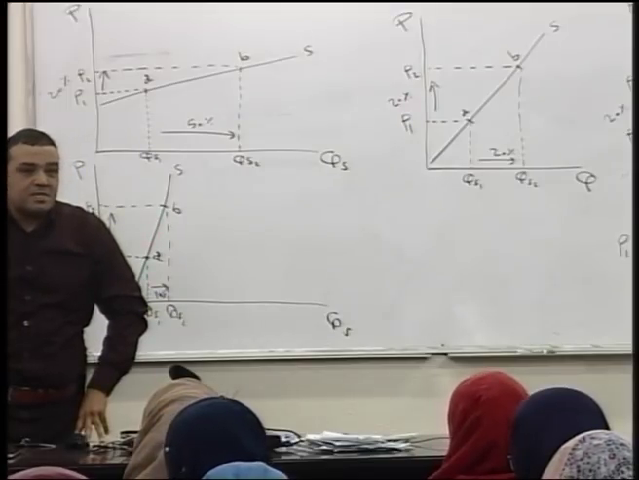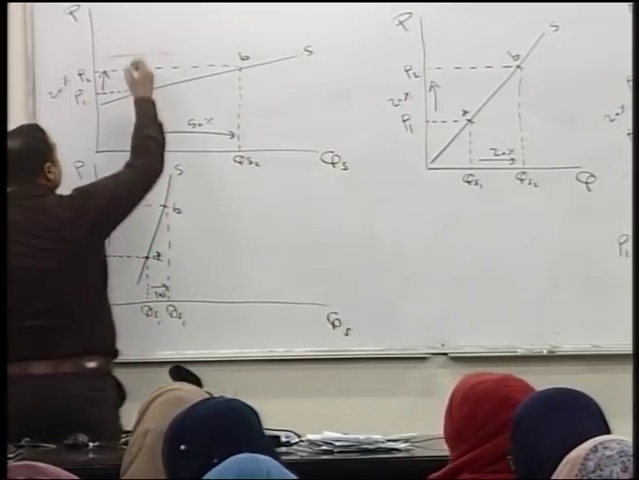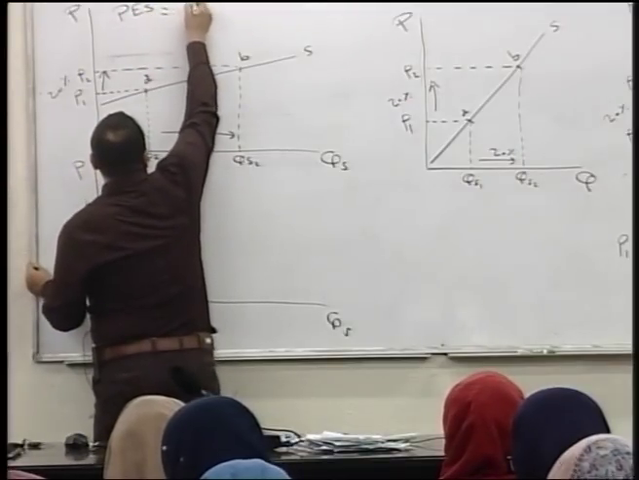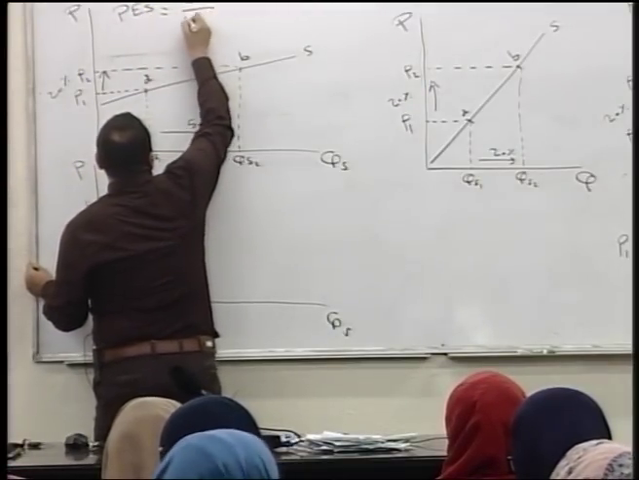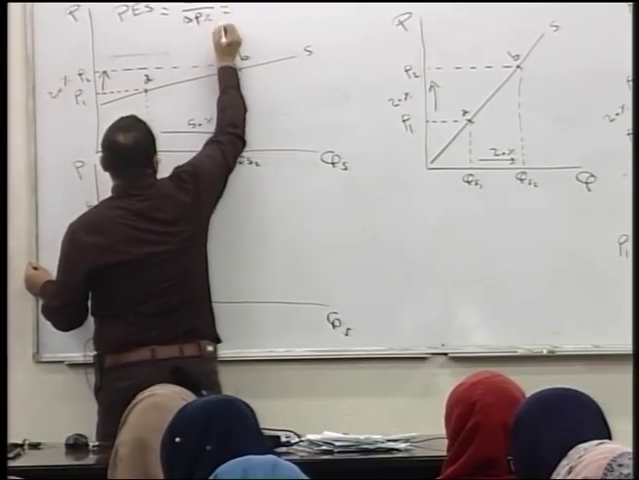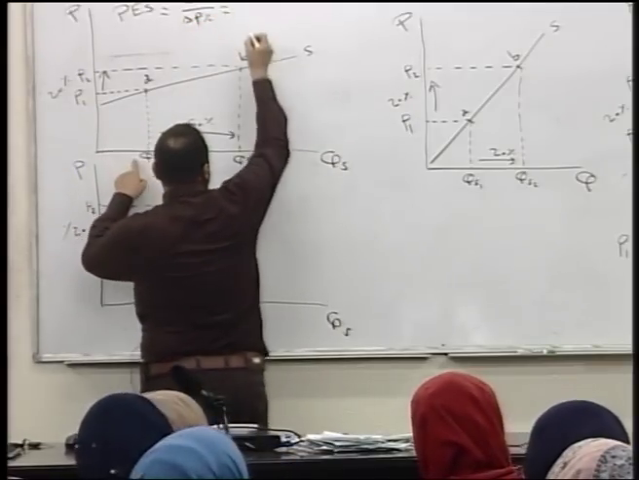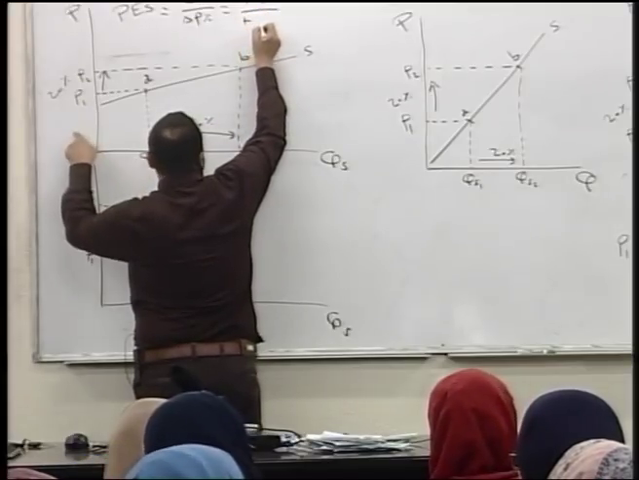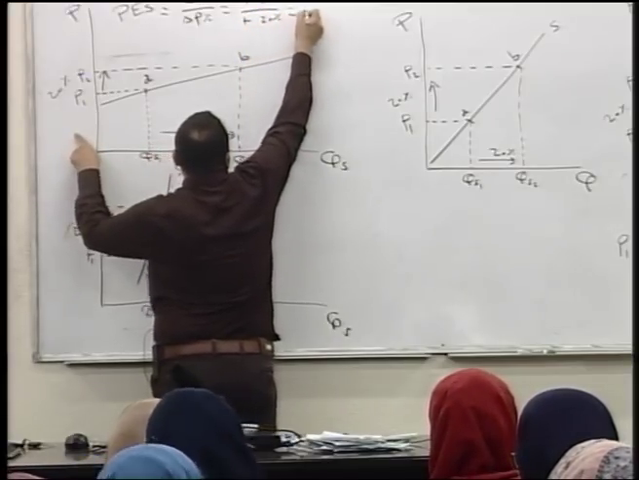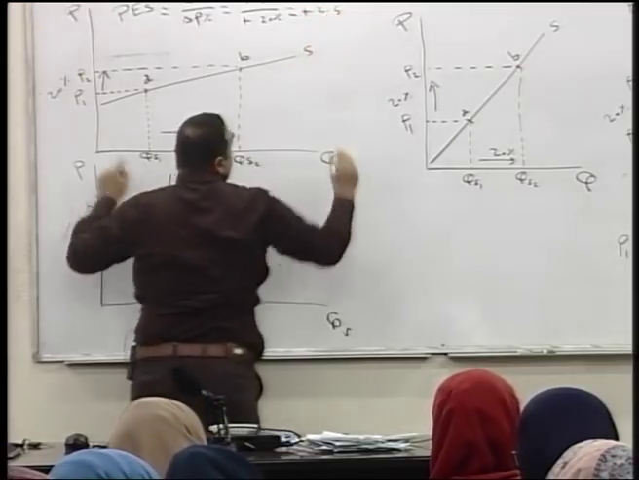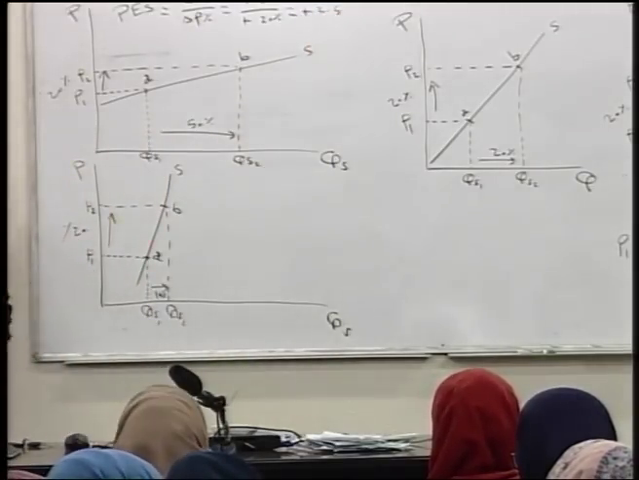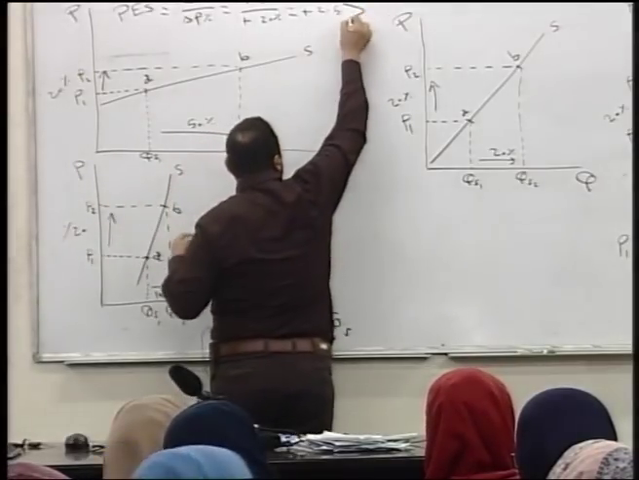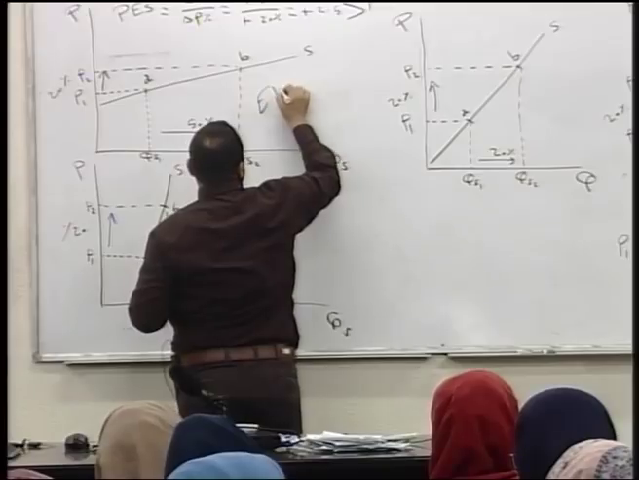Let's calculate the price elasticity of supply. PES, the percentage change in quantity supplied over the percentage change in the price equals positive 50% over positive 20% equals positive 2.5. The value of the price elasticity of supply here is bigger than 1. So it should be elastic supply.